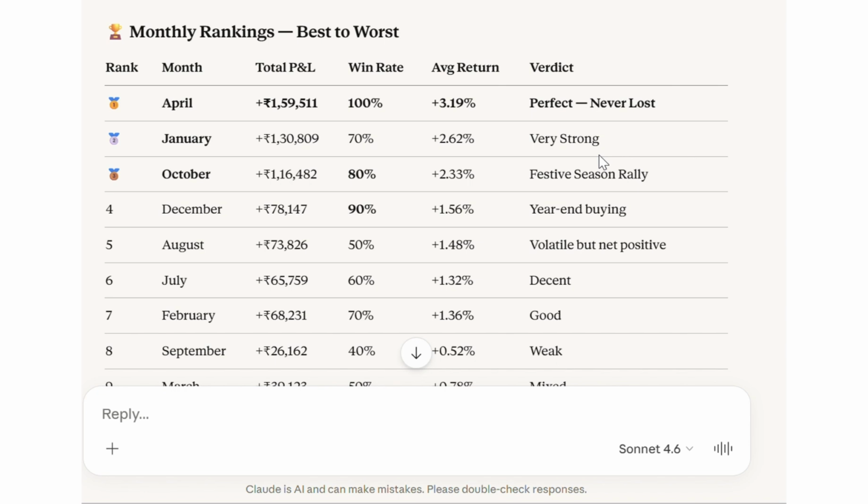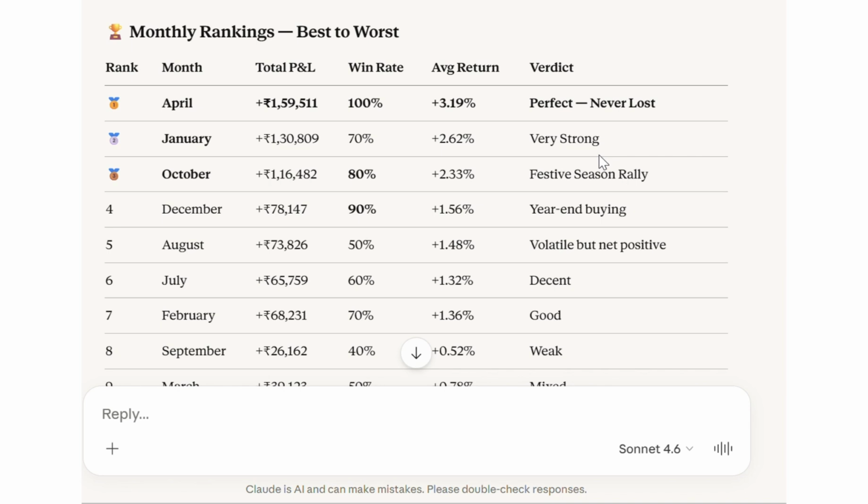Now surprisingly, the month coming up next, April, GoldBees strategy has a 100% winning rate, and the average return of that particular month is 3.19%. Imagine one particular month, and looking at the current scenario, gold is fluctuating so much. But the interesting data says that in the month of April, GoldBees never lost.